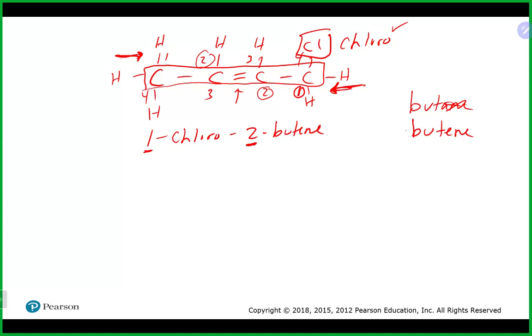All right, so again, we just follow our rules. And like I said, the longest carbon chain has to have the double bond or triple bond in it. And once you get to about 4 or more carbons, usually you have to start giving locations of where that double bond or triple bond is located. Any questions on the stuff we talked about last time?